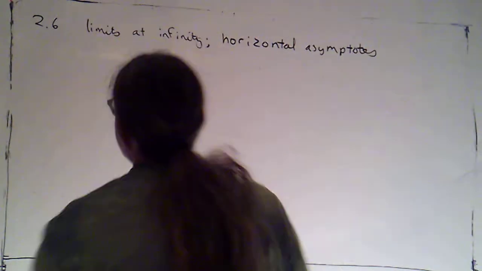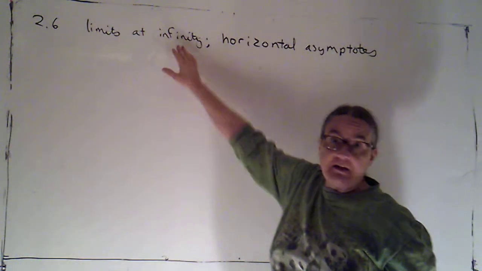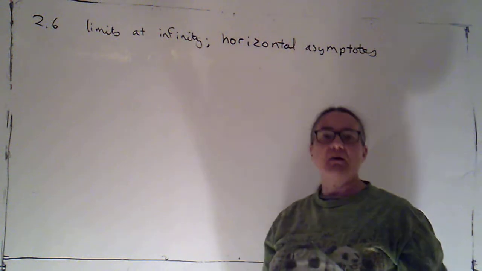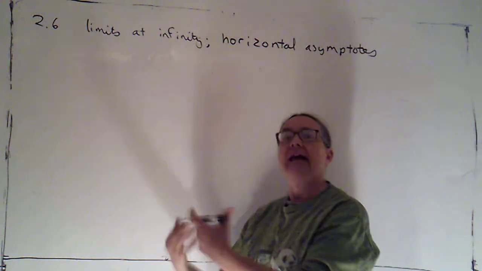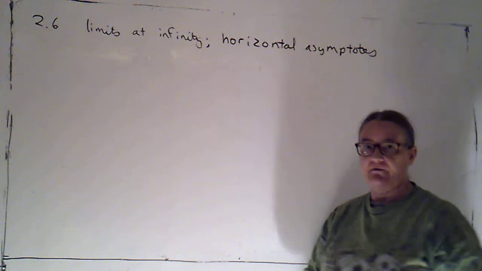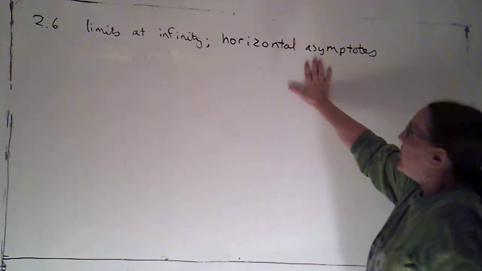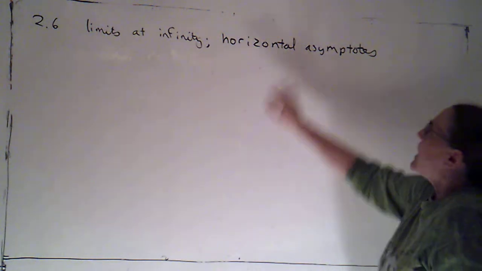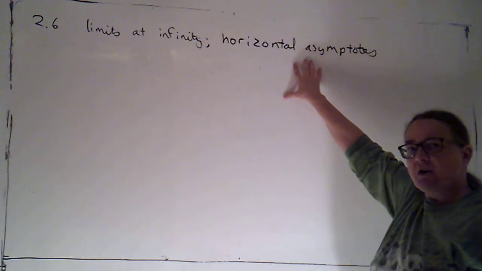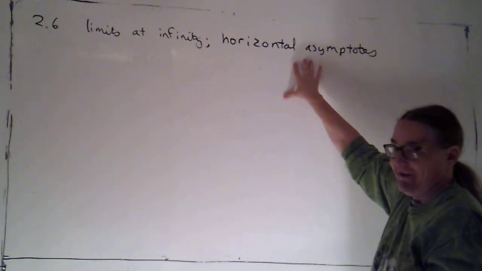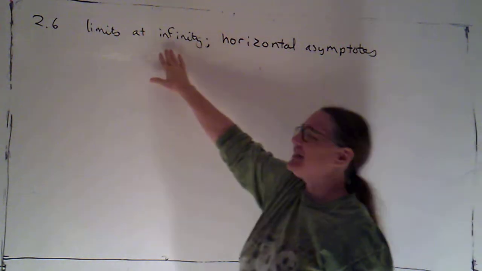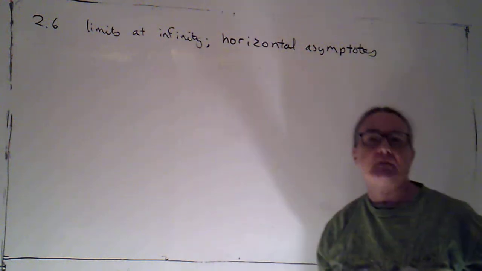Section 2.6 is about limits at infinity, and that's going to include limits as we approach negative infinity and limits as we approach positive infinity. It's also about horizontal asymptotes. I want to just point out horizontal asymptotes is one possible thing that we can describe using limits at infinity, but it's not the only thing.